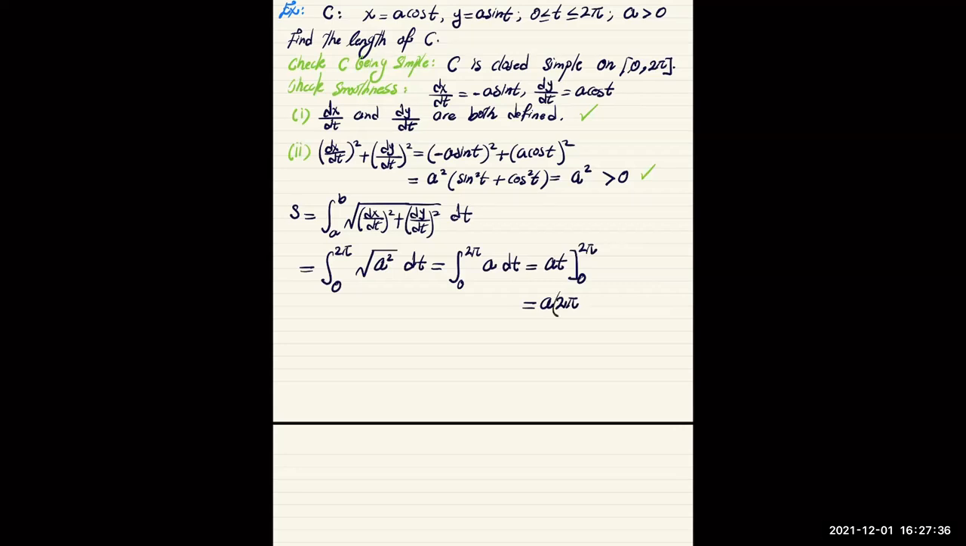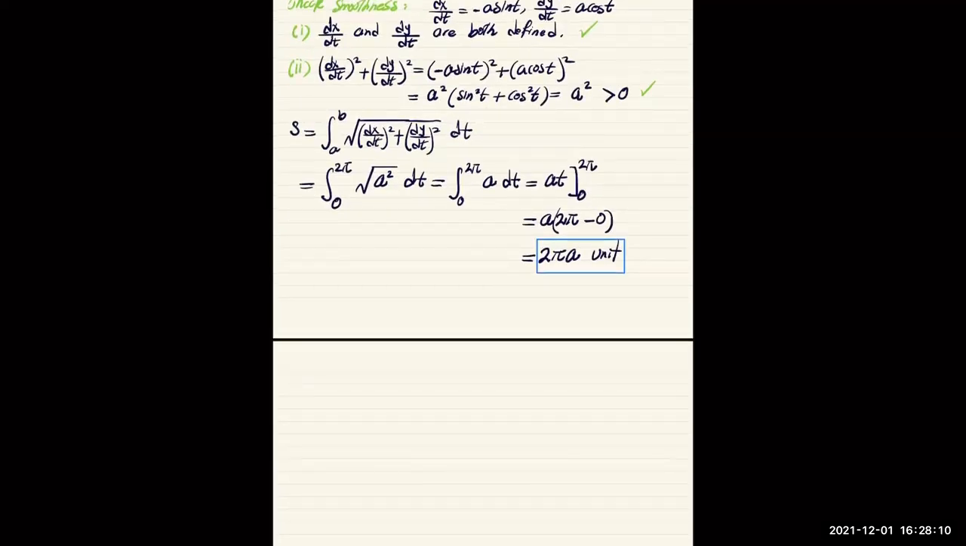Okay, 2 pi minus 0. Or 2 pi a unit of length. Which is exactly the circumference of a circle of radius a. Circumference is 2 times pi times radius, and that's exactly what we have, 2 pi r.